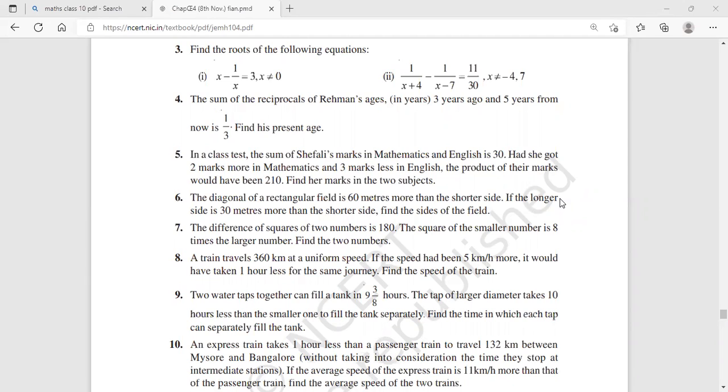The fourth question: the sum of reciprocals of Raman's age 3 years ago and 5 years from now is 1 by 3. Find his present age. A very interesting question. The sum of reciprocals of Raman's age. So we are adding the reciprocals of Raman's age, that is, whatever his age was 3 years ago and whatever his age will be 5 years from the present, that is, after 5 years from the present. Okay. So let's write it and let's understand.